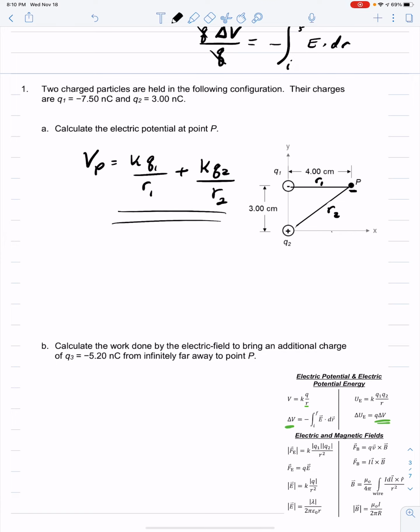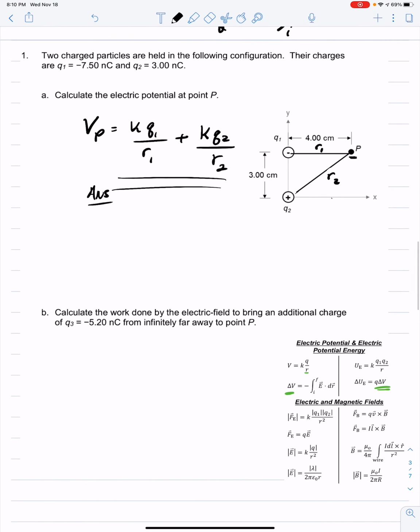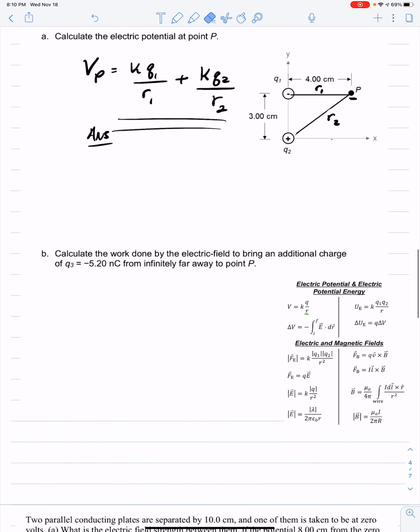I'm trying to do the answer. Here we go. Answer. Done. You are done. That's how simple it is. This is a previous value problem. Don't wrap your head too much around electric potential. However, now we're going on to the second part.